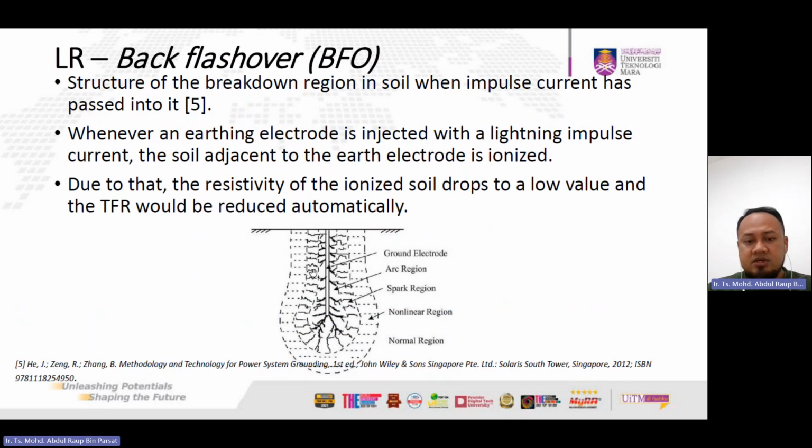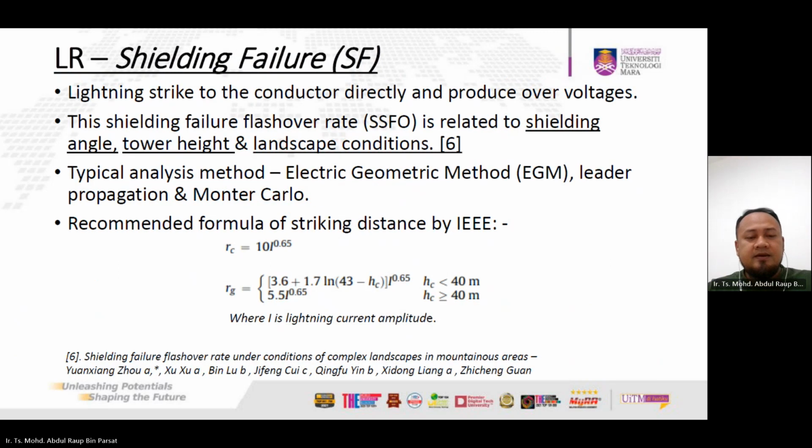So we can see here the ground electrode, and the first layer is the arc region, here is the spark region and the non-linear region, and this is the normal region. This is the structure of the breakdown region when the impulse current has passed into it.